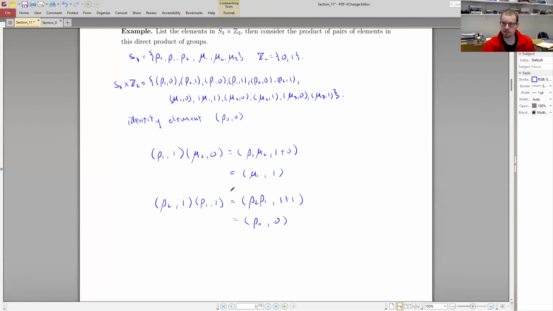All right, so I think this should give us a pretty solid idea of what it looks like to take a direct product and then combine elements within direct products.